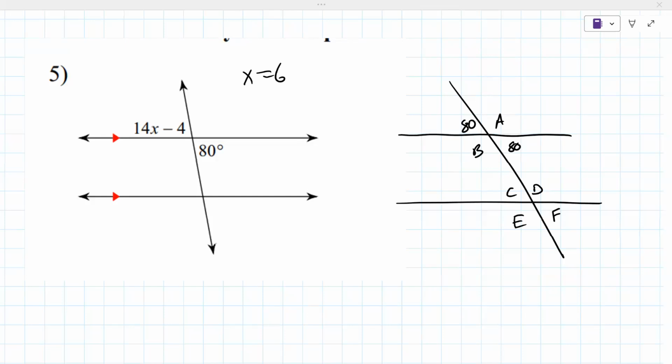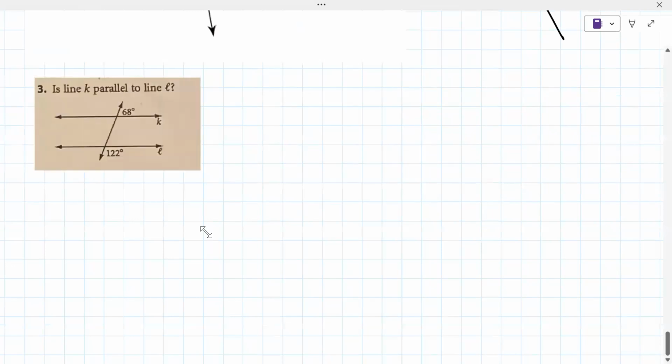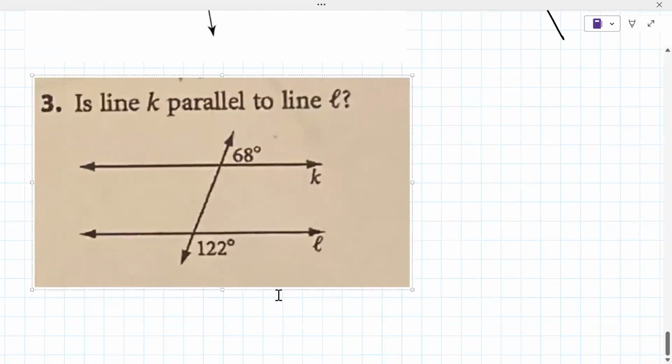So here is kind of a test question you might see. It's like a true false, basically. And you can't just go by what it looks like. You have to use some other justification.